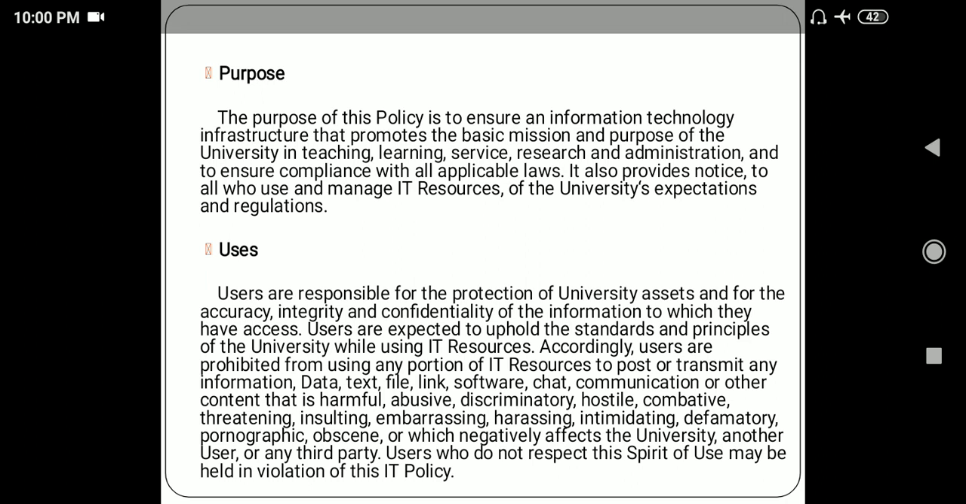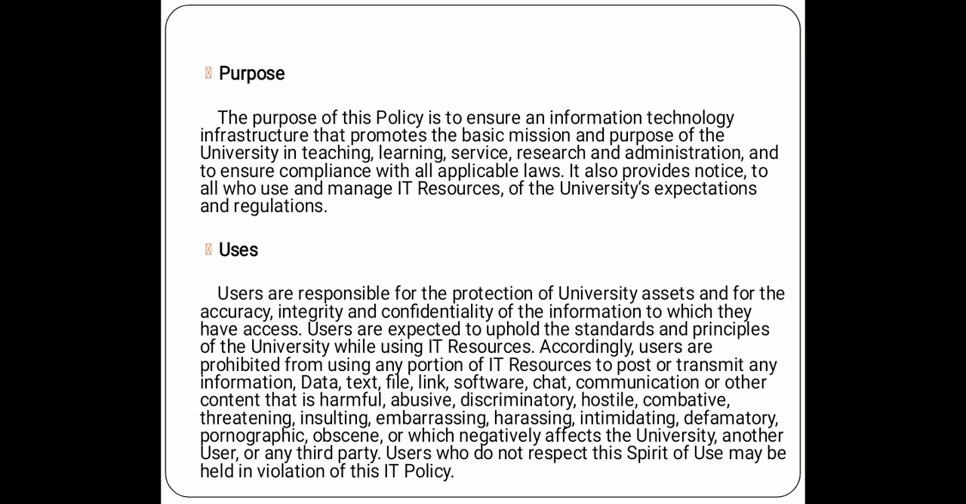Next is the purpose. The purpose of the university is to provide teaching, learning, service and research, and to ensure the laws are followed in ethics. Next are the users. The users are responsible for CIA, that is confidentiality, integrity and accuracy of information. If users misuse the information or use any harmful, abusive data which negatively affects the university, it is a kind of violation of IT policy.